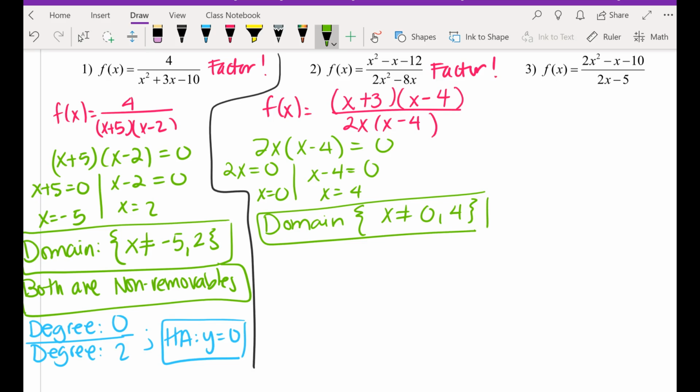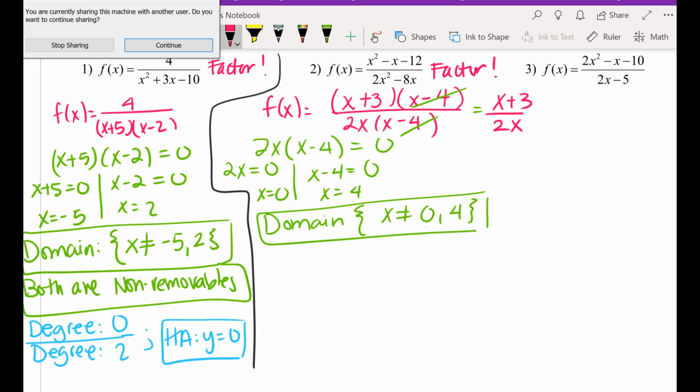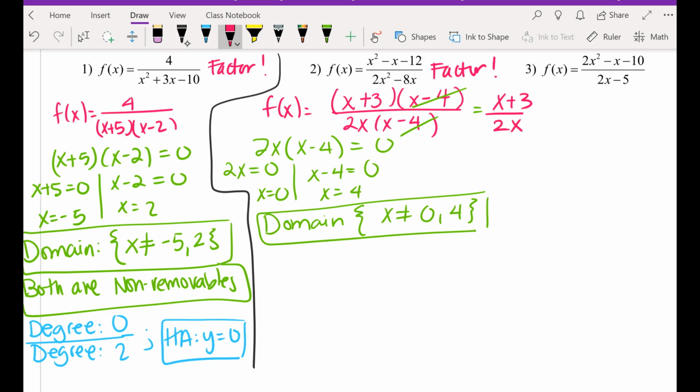Now, let's see if we can reduce. Can someone tell me if there's anything we can cancel? Oh, yeah. So would you agree? If I reduce that, I'm going to end up with x plus 3 all over 2x? Okay. Out of those two discontinuities, which one do we have a removable? Oh, we do. Removable at x equal to? Which one do we cross out? The minus 4, so x equals positive 4.